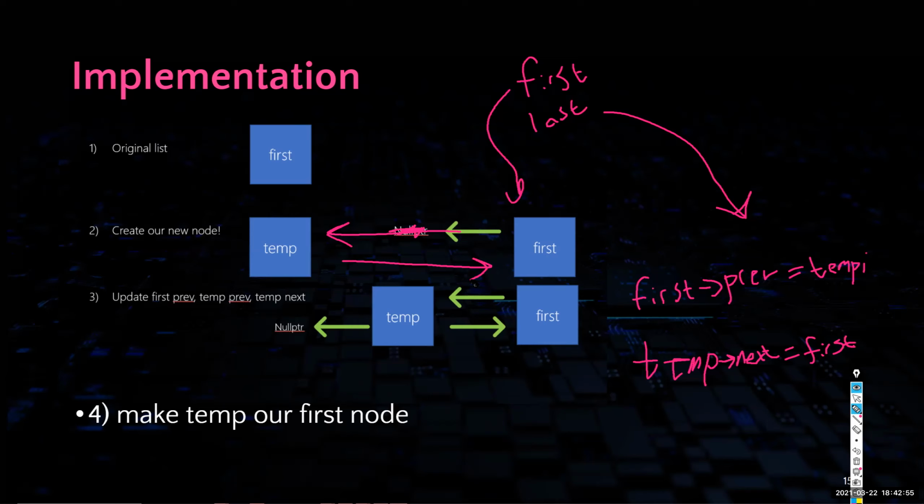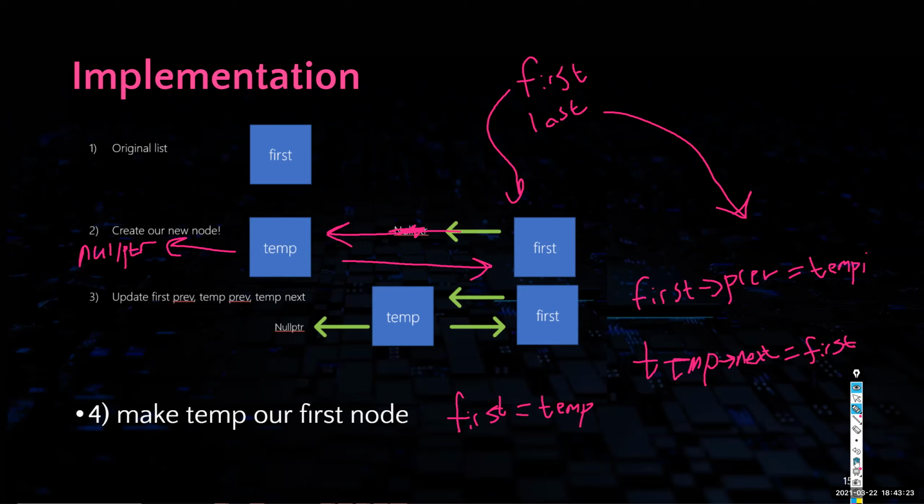There are two things we still have to do. We need to make sure that temp's previous is null pointer, because whenever we say push front, we are making temp the new head of our list. So we say temp's previous is going to be null pointer. And we also have to say first equals temp. And now we're all done.